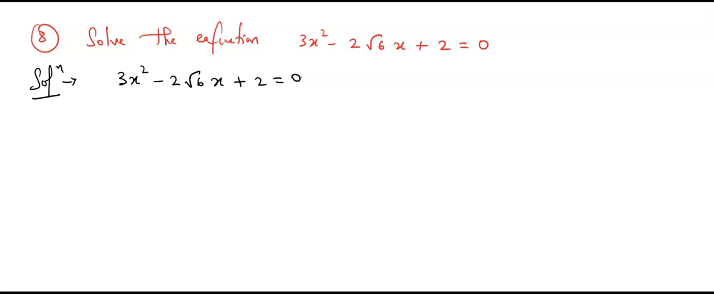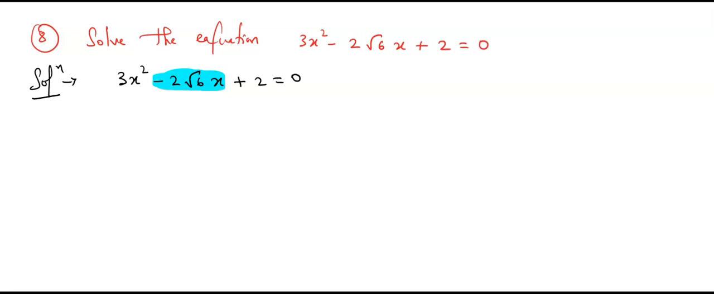Now what I will do in this type of sums, actually we have to split the middle term, right? We need to split the middle term. Here very simple. To split the middle term, actually you can see the middle term is minus 2 root 6x, correct? Minus 2 means what?